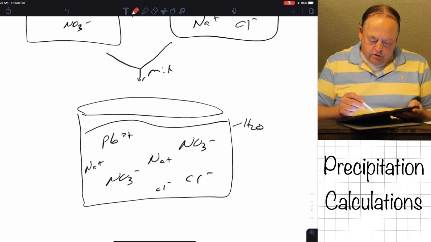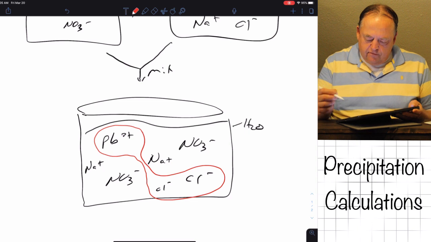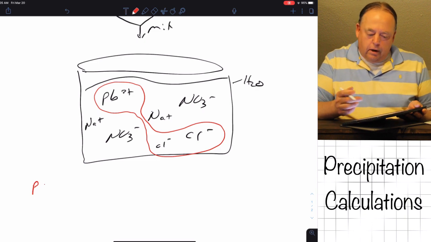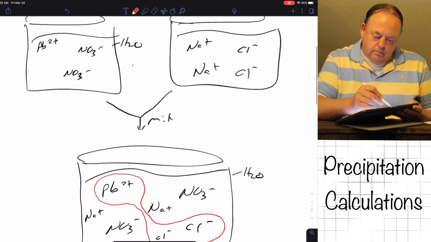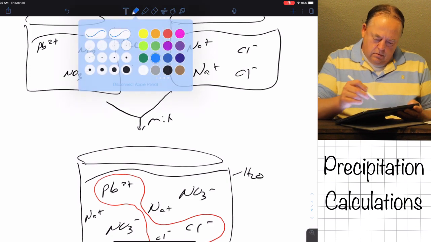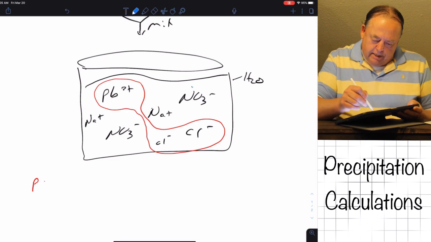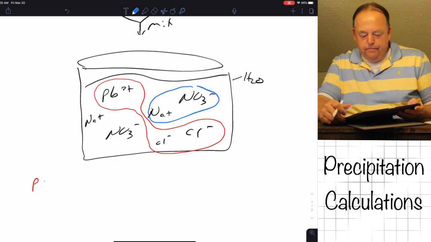new chemical compounds. So the lead and the chloride could get together, for example. So you could make lead 2 chloride, or sodium and nitrate could combine to make sodium nitrate solid.